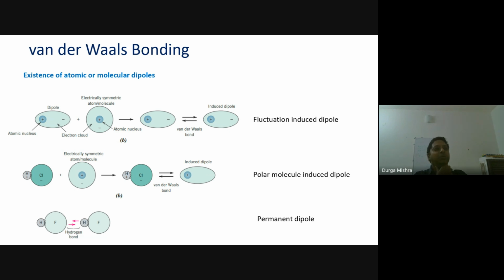Another thing I want to point out here: when we talk about this type of bond, the bond energy is different for different materials. Even if it is an ionic bond, for different materials the bond energy will be different. Even if it is a covalent bond, the bond energy will be different. So how do we know experimentally that the bond energy is different? The best way to find out whether the bond strength, the bond energy, is high, or whether it is strong or weak.